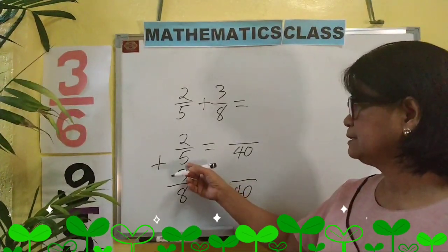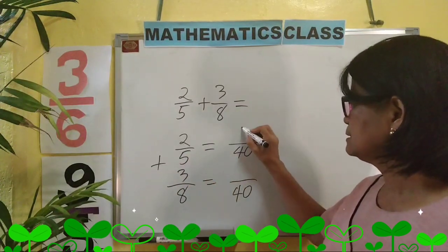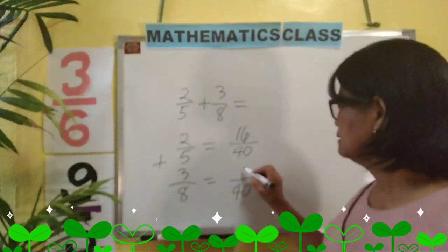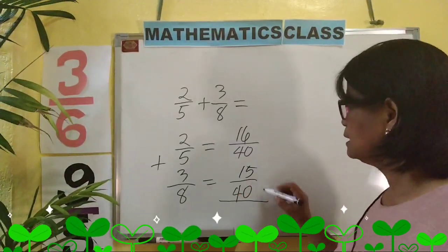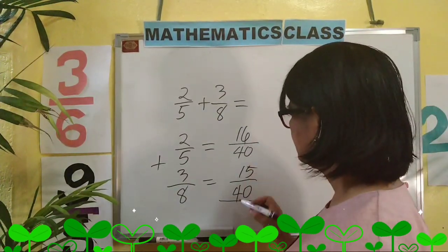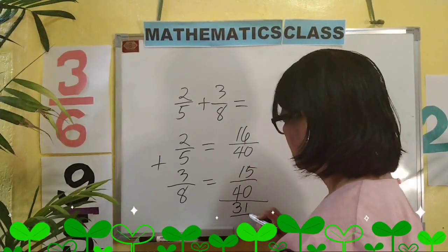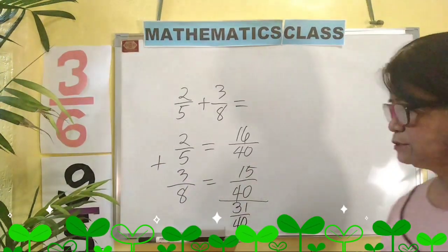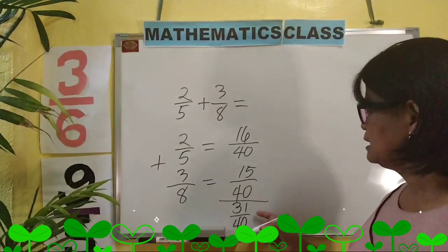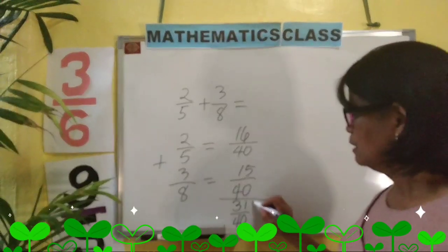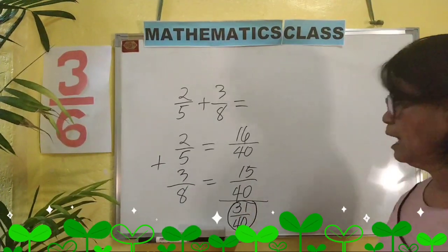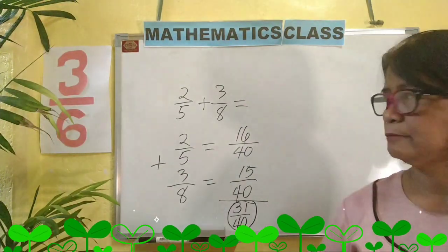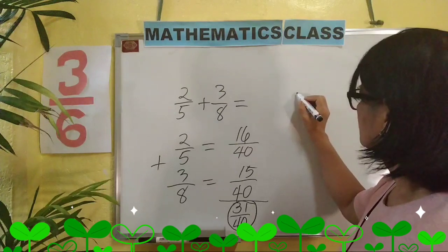40 divided by 5 is 8, times 2 equals 16. 40 divided by 8 is 5, times 3 equals 15. And then, add the numerator to the numerator. 16 plus 15 is 31. Copy the common denominator. Do you think it has a lowest term? No. So, it has no greatest common factor. Therefore, this is your possible answer, 31/40.